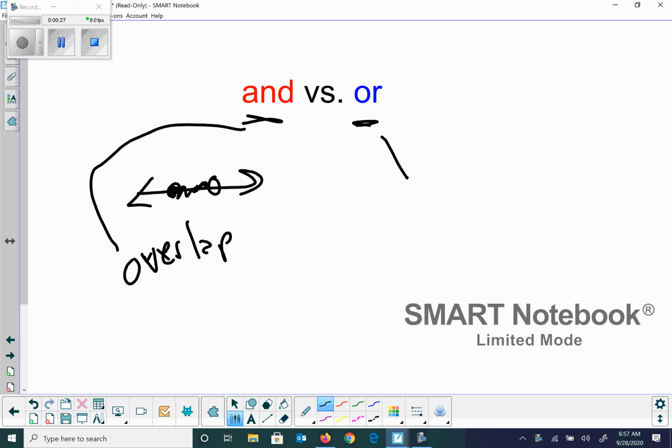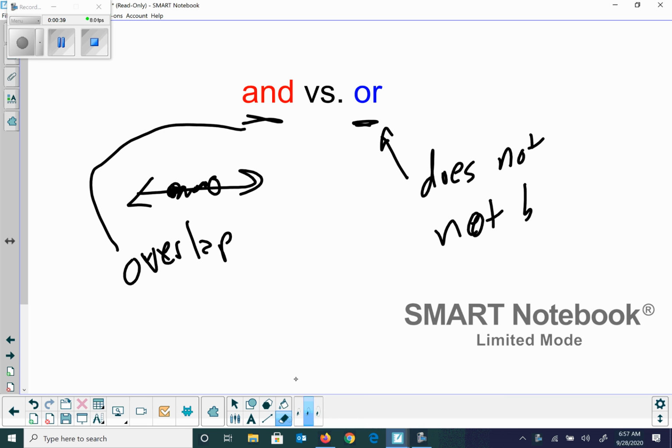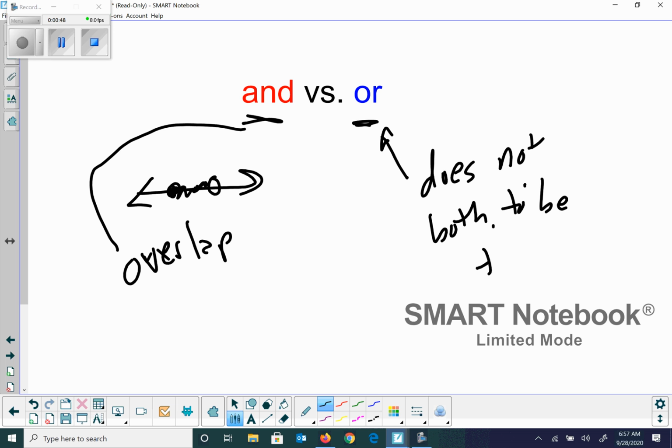OR does not need both being true. Does not, sorry about that. Erase that. Does not need both to be true. So just part of it.